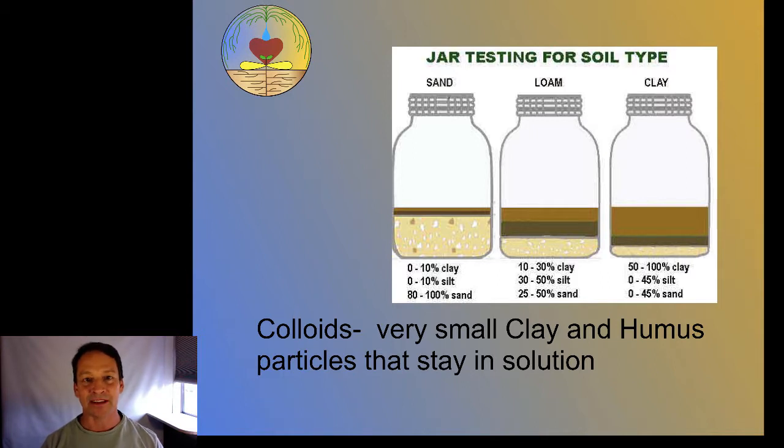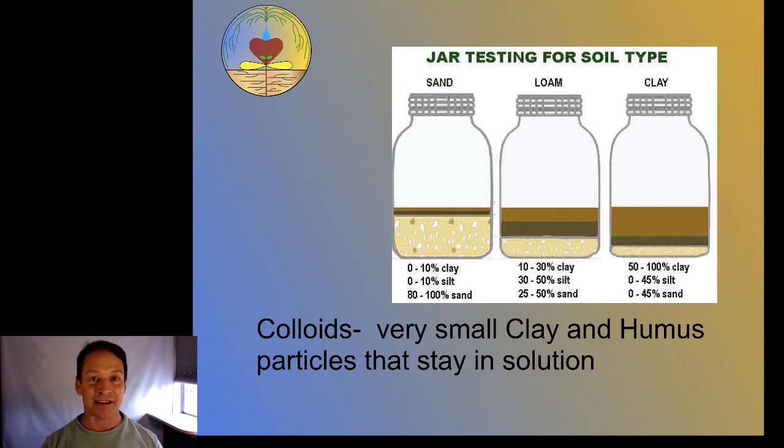So think about this in terms of what we would consider the jar test, where you add some water, you dump in some soil, you shake it up, and you let it settle out. If you've got a sandy soil, you're going to see it settle out quite rapidly, and you'll see all the sand at the bottom. If it looks like you've got kind of three layers of even components, then you've got what's called loam.